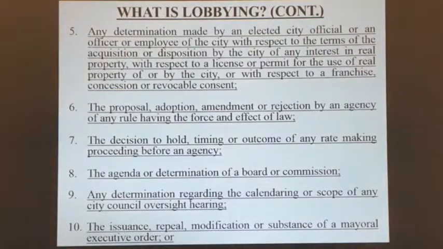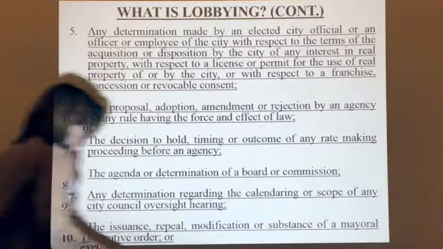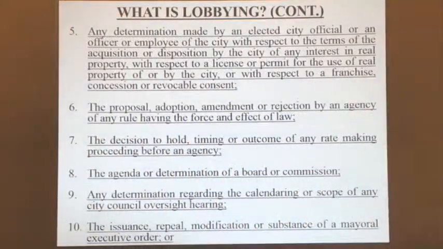Number 9, any determination regarding the calendaring or scope of any city council oversight hearing. So 9, 10, and 11 were actually added by the 2013 law changes, and those were expansions. So before 2013, city council oversight hearings were not captured as requiring to be reported.